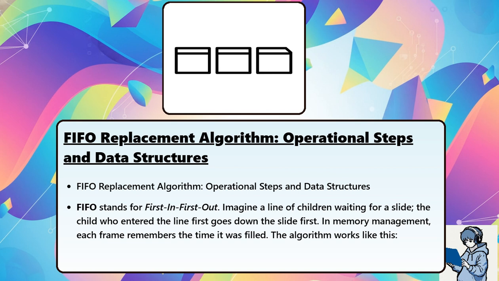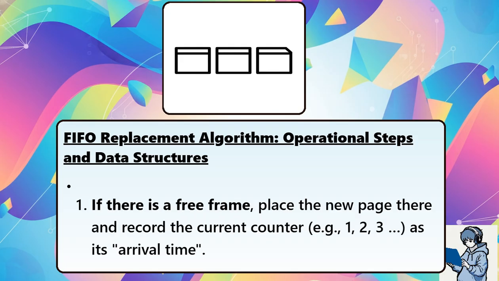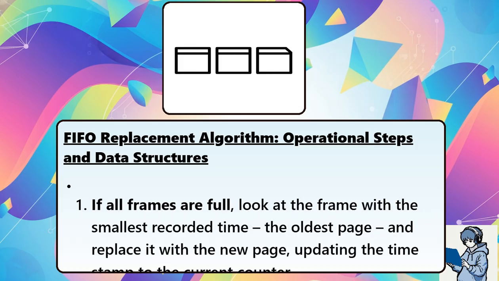The algorithm works like this. When a page is needed and it is not in any frame, a page fault occurs. If there is a free frame, place the new page there and record the current counter, for example 123, as its arrival time. If all frames are full, look at the frame with the smallest recorded time, the oldest page, and replace it with the new page, updating the time stamp to the current counter.